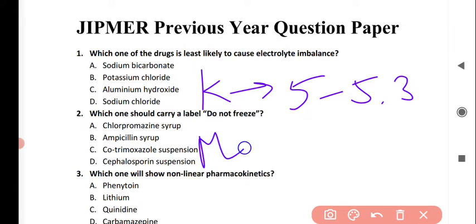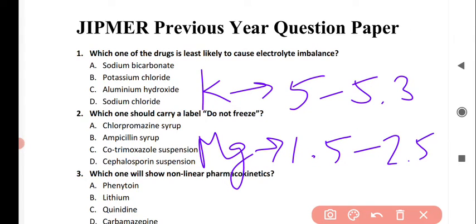Then if I talk about magnesium, magnesium is mainly needed for muscle contraction, proper heart rhythms, nerve functioning, bone building and strength. It also reduces anxiety, and helps with digestion and stable protein and fluid balance, which are also functions of magnesium. It is required in the range 1.5 to 2.5 per liter.